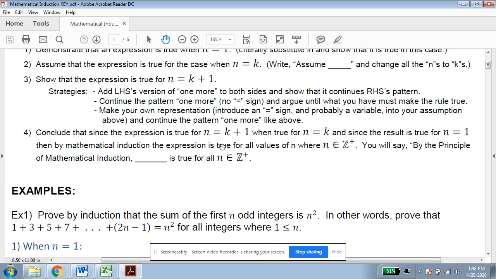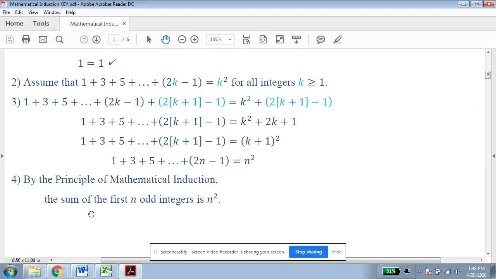So my fourth step is where I can conclude by the principle of mathematical induction the statement that I wanted to be true is true. The sum of all the first n odd integers is equal to n squared. Okay, you do have to rewrite the statement. Don't just say by the principle of mathematical induction, it is true. It's not enough. All right.